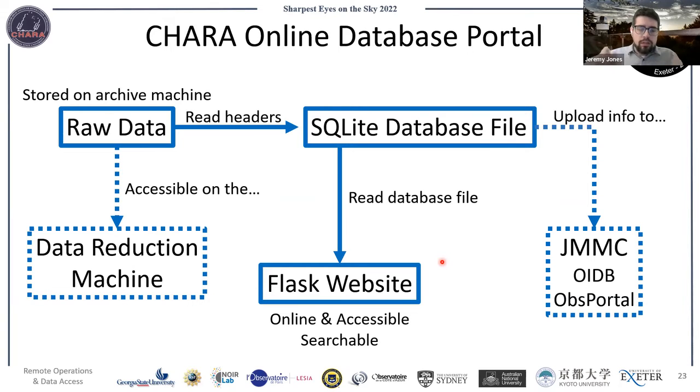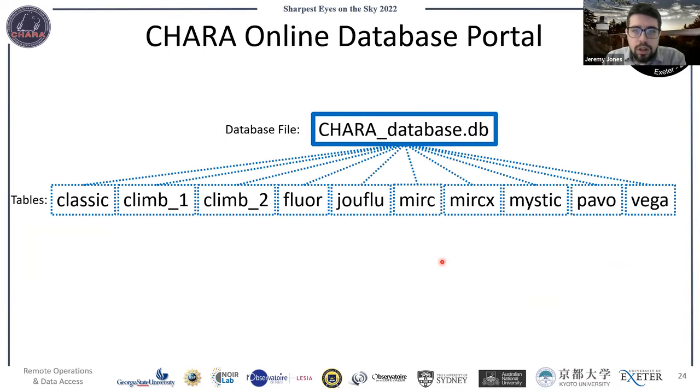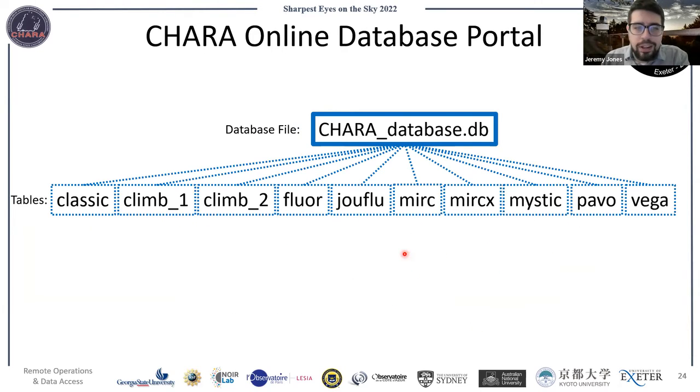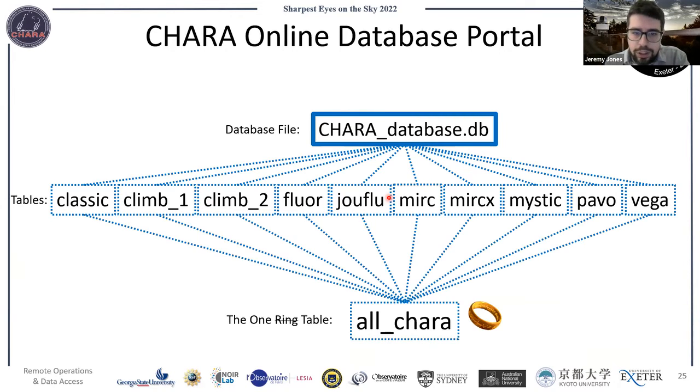that I'll demonstrate in just a minute, but the idea is that you can easily search for just what is in the archive. So the structure of the database file is there's a table for each beam combiner, and each of these tables is just the raw header information, no corrections, no cleaning, just what is in the header files of the raw data. Then we combine this into one table, the all CHARA table, and we do some cleaning up to make it all standardized so it can all be easily searched through.